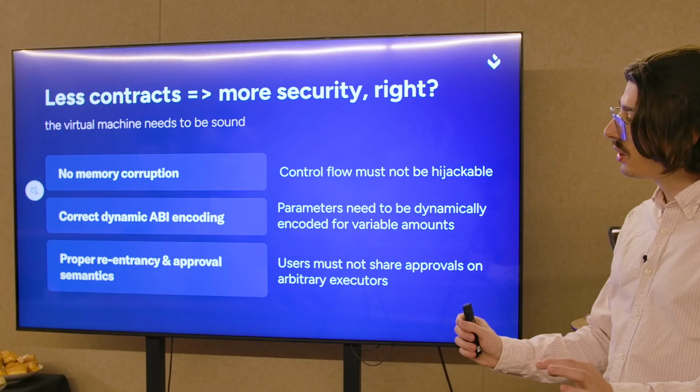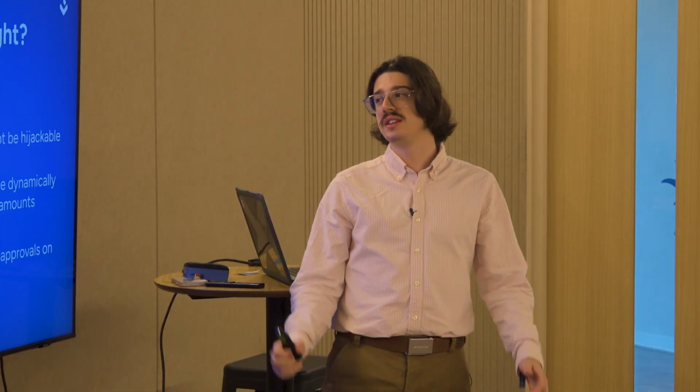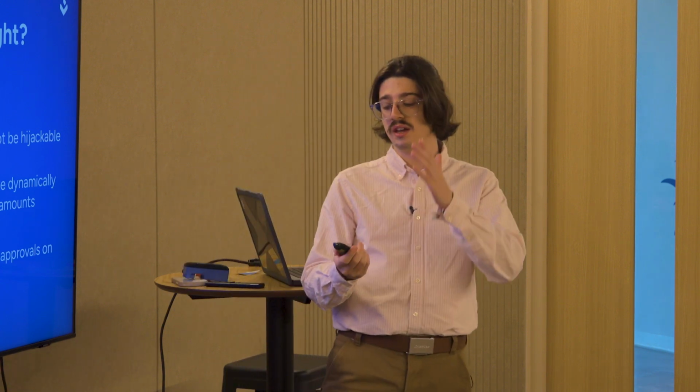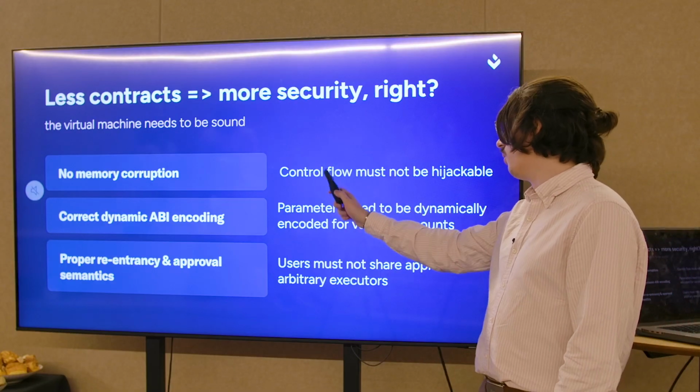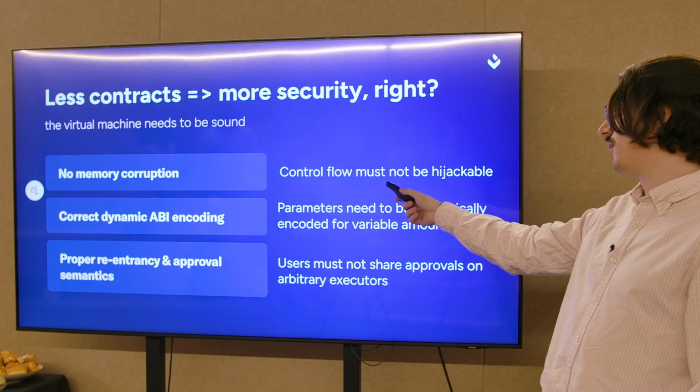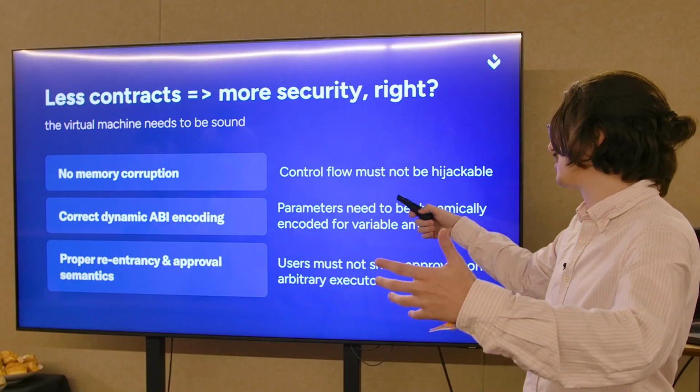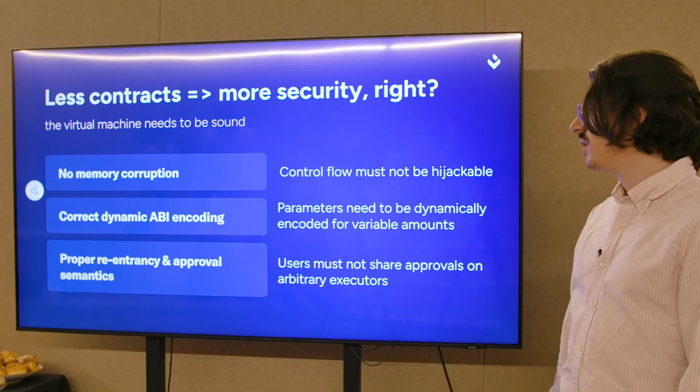Something that is crucial for this to work properly and not get hacked is that the virtual machine needs to be sound. Sound is intended in a kind of mathy way, as in it needs to be specified correctly, and then the actual implementation needs to abide 100% by the specification. Specifically, you need to be sure that there's no memory corruption possible. That's because you don't want people to get control flow access. Control flow must not be hijackable. This is kind of a hard one.